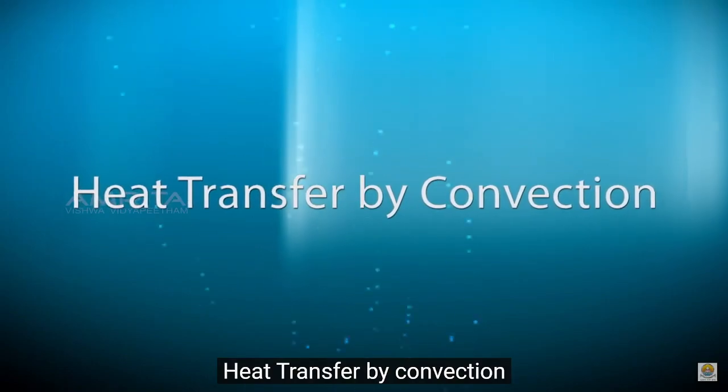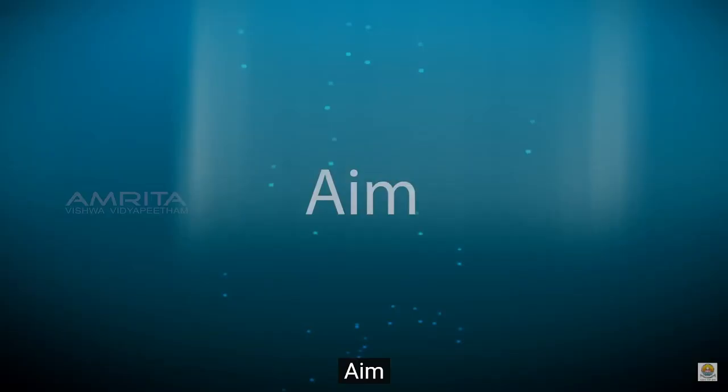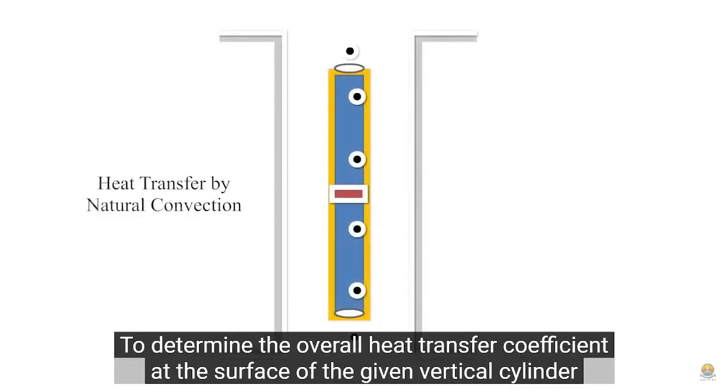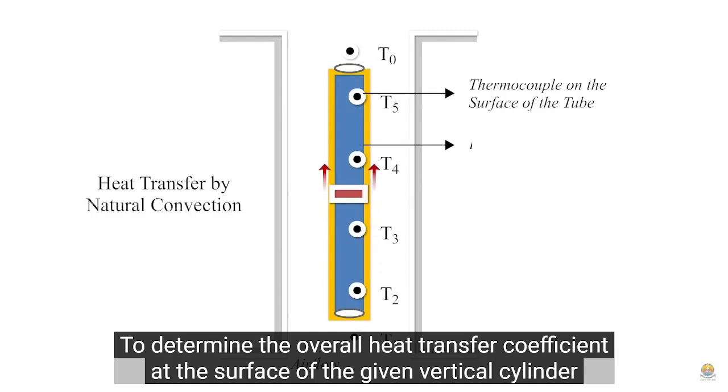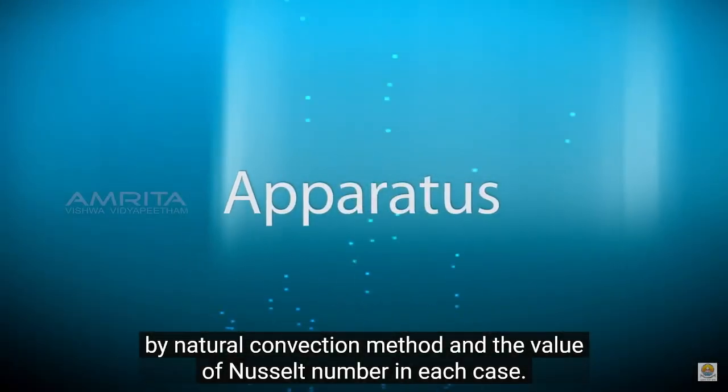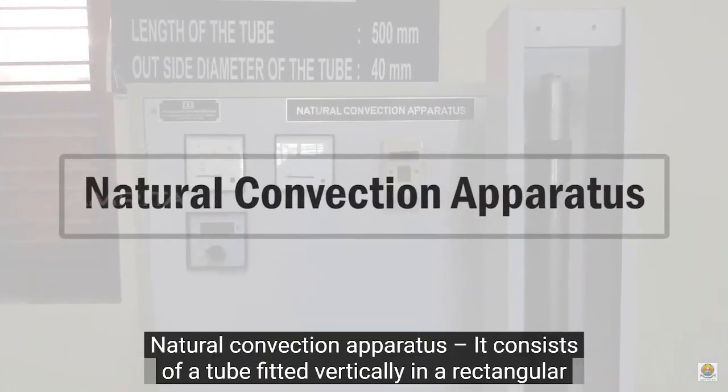Heat transfer by convection. Aim: to determine the overall heat transfer coefficient at the surface of the given vertical cylinder by natural convection method and the value of Nusselt number in each case. Apparatus: natural convection apparatus.